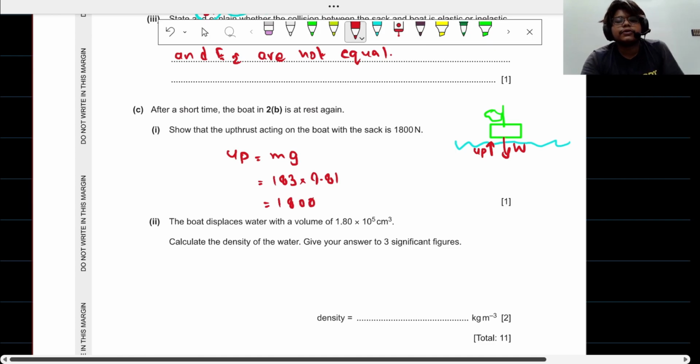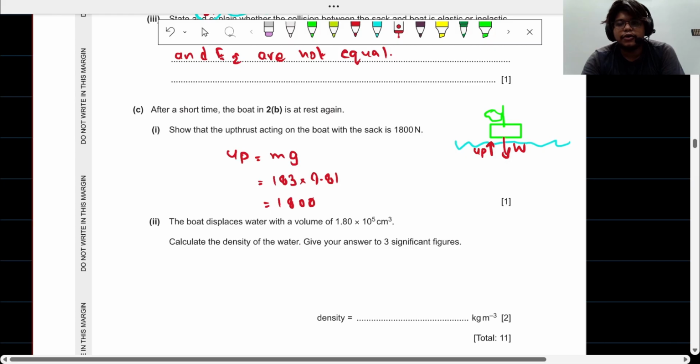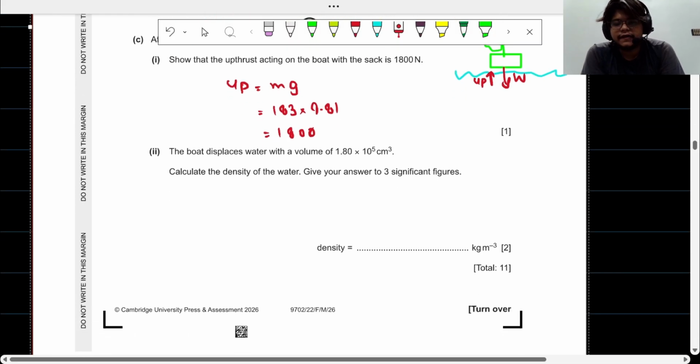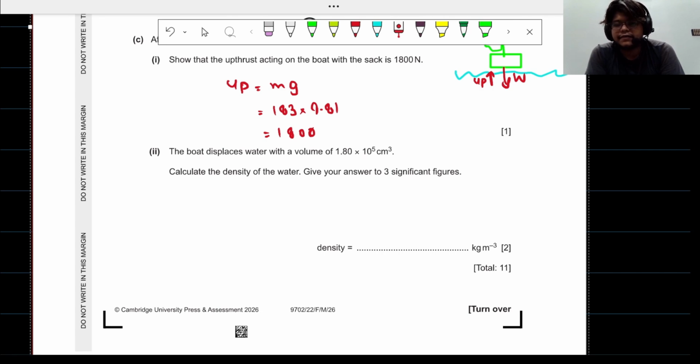Then it says the boat displaces water with a volume of 1.8 times 10 to the power 5 centimeter cube. Calculate the density of the water. Give your answer to three significant figures. Now the formula for upthrust is basically the weight of the water that is being displaced. So the formula is rho g V, where rho is the density of the liquid, g is the acceleration due to gravity, and V is the volume that you have displaced, right?